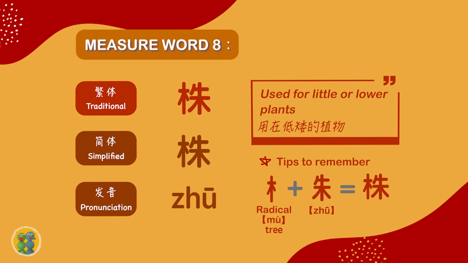The eighth measure word is 株. 株 is used for little or lower plants, and there are tips to remember too. You can see the radical 木 appears again, so you can see that this measure word is also related to natural things like plants.